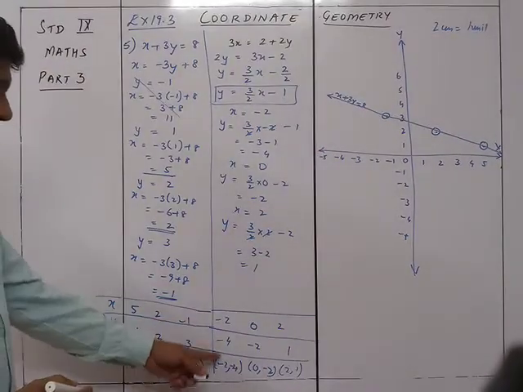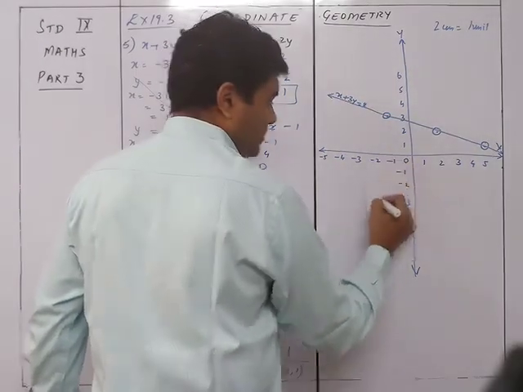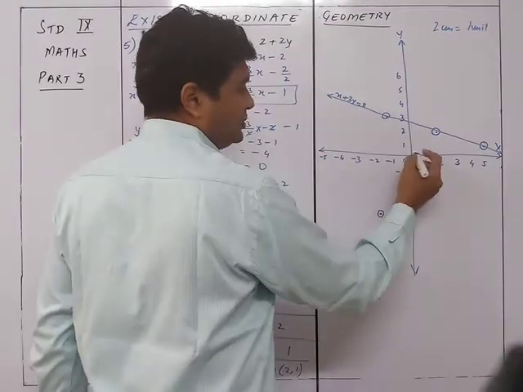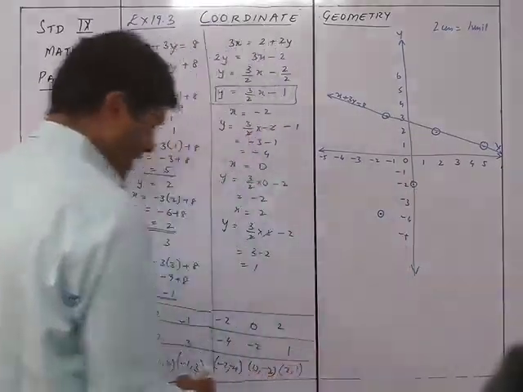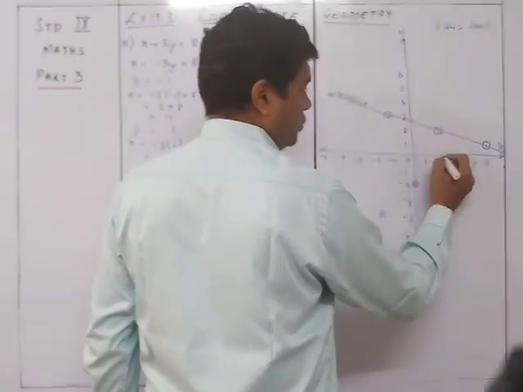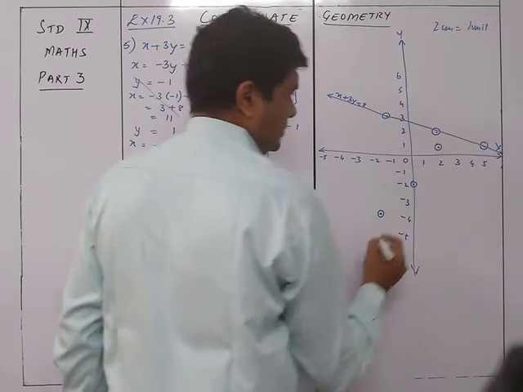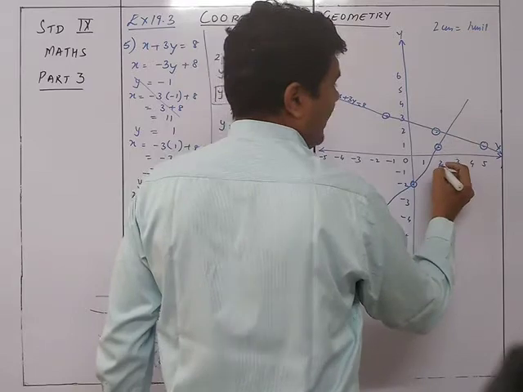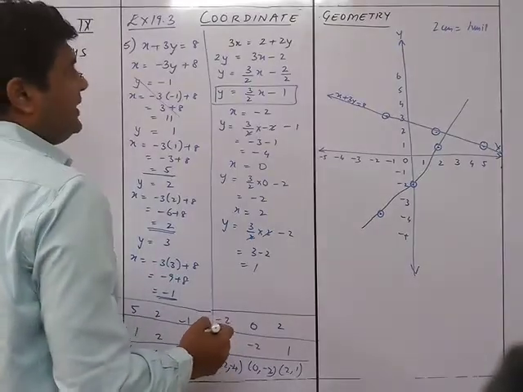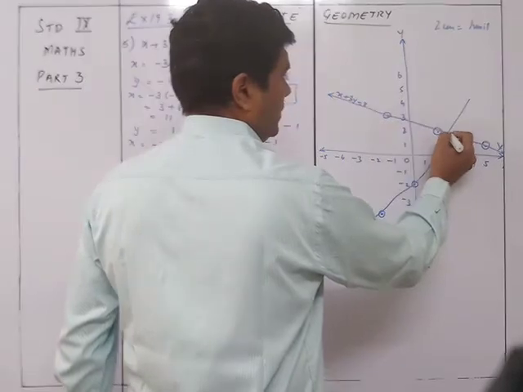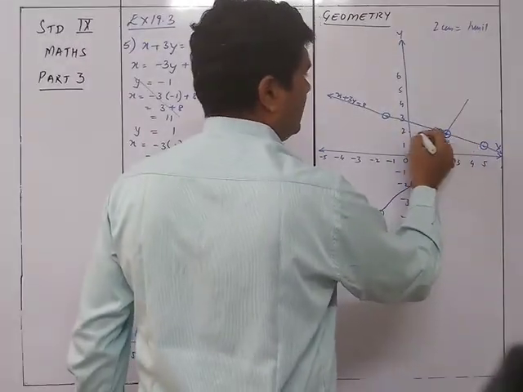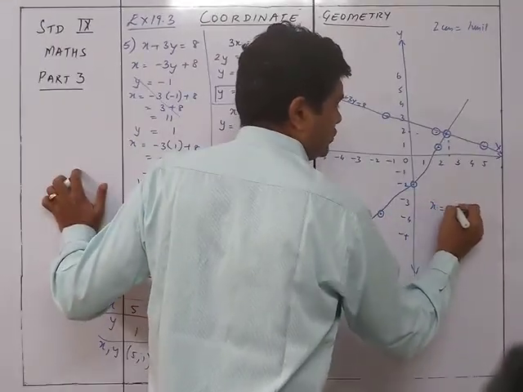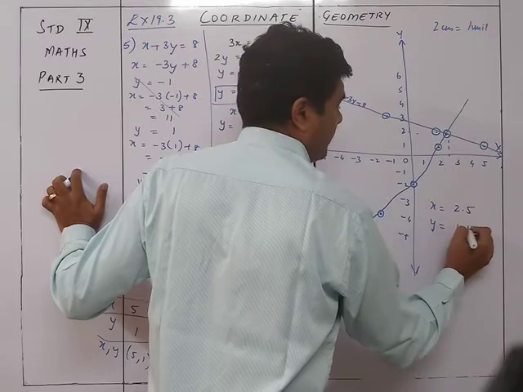The next point, minus 2, minus 4 is a point over here. 0 comma minus 2 will be a point over here. And finally, 2 comma 1 will be a point over here. So when I draw this line like this, you will find that the intersection point will be somewhere over here. So this is the intersection point, which could be about 1.5. So maybe it will be something like x is equals to 2.5 and y is equals to 1.5.